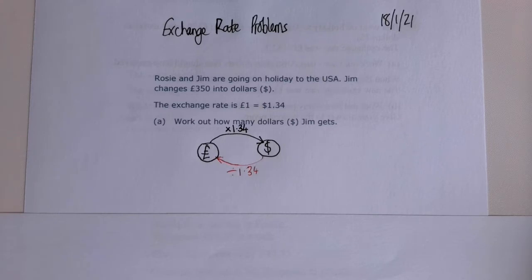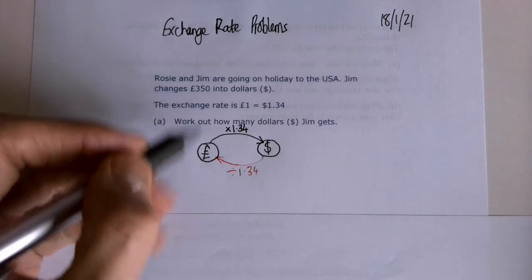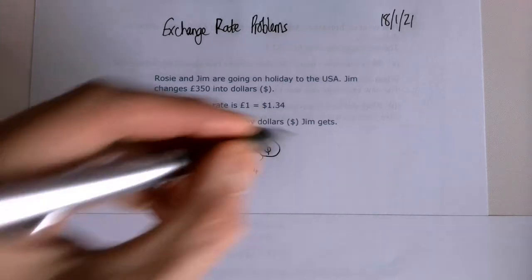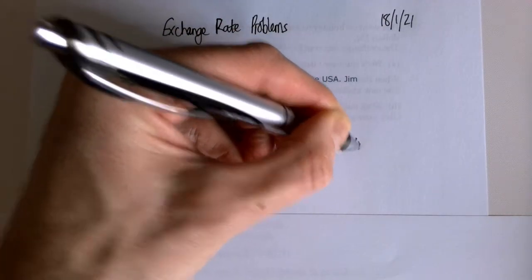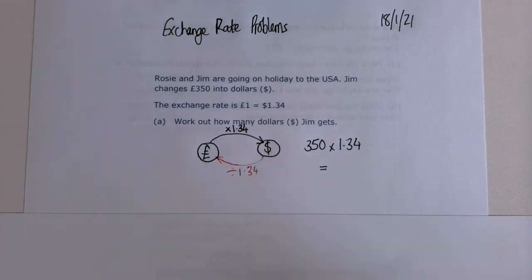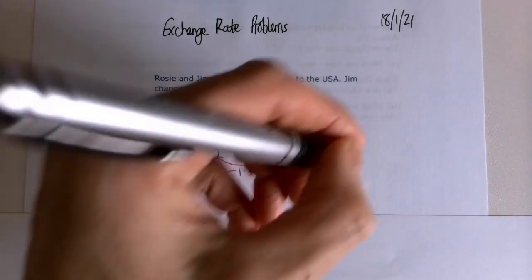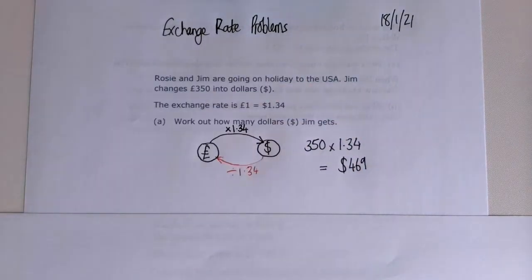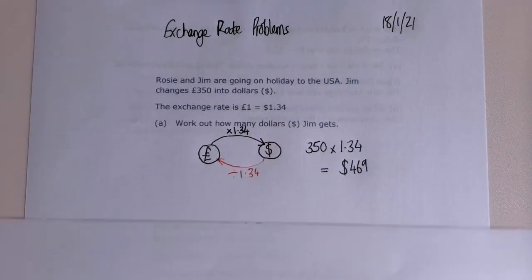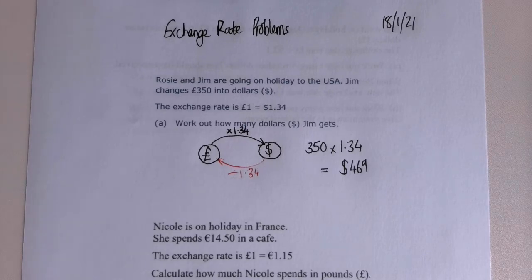So this is a nice easy one. He changes £350 into dollars, so it's just 350 times 1.34. And if there's ever any sort of doubt about rounding, we always round money to 2 decimal places, don't we? I mean, in this case, it's not a problem. We get $469. Okay, so here's another similar question.